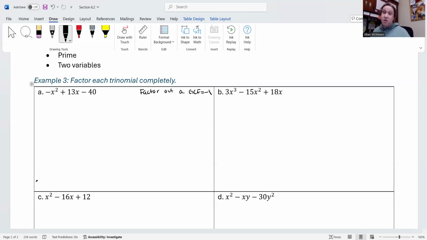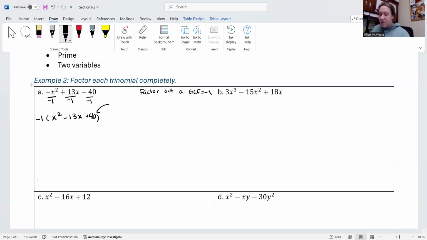We're going to say that we have a GCF of -1. So I'm going to rewrite this as -1 and then a set of parentheses. What's going to go inside those parentheses is the quotient after I divide all of my terms by -1. So let's divide, and you'll see that we really just have sign changes. Negative x squared divided by -1 is positive x squared. 13x divided by -1 is negative 13x. And negative 40 divided by -1 is positive 40.